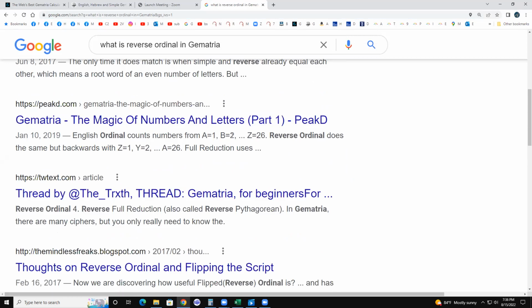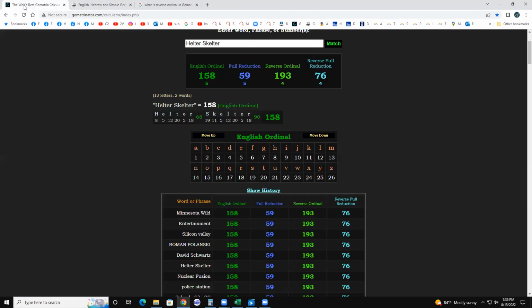Gematria, the magic of numbers, A1, B2. Reverse ordinal does the same, but backwards. Oh, Z1, Y2, and A ends up being 26. Okay, so that's reverse ordinal. So you get the idea. I don't know what somebody means by works. It's just math. Math works.